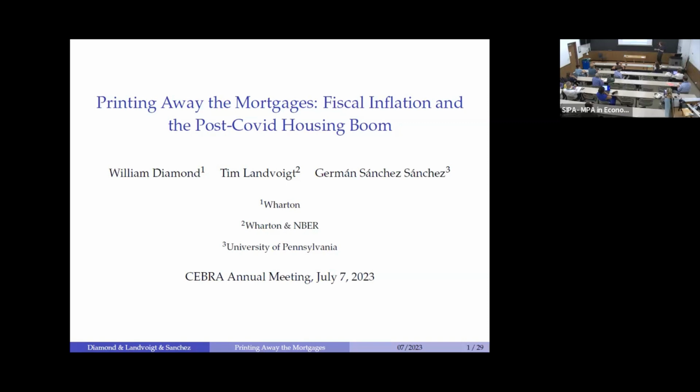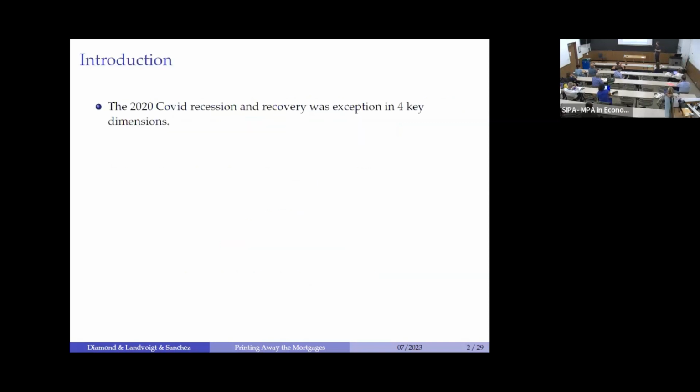This is joint work with Tim Landboy, my colleague, and Herman Sanchez, who is going on the market. And this is "Printing Away Mortgages: Fiscal Inflation and the Post-COVID Housing Boom."